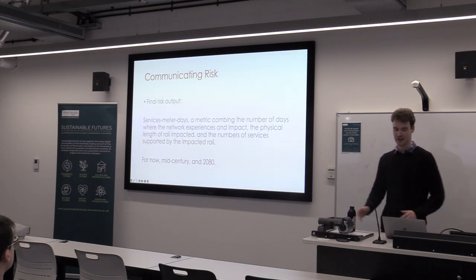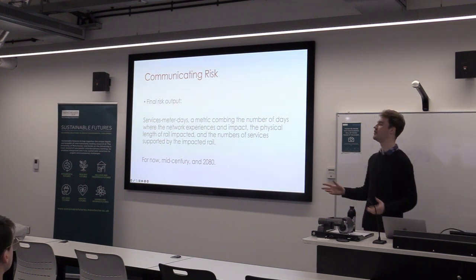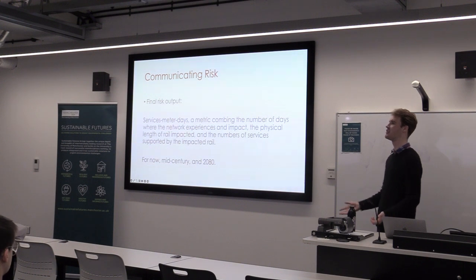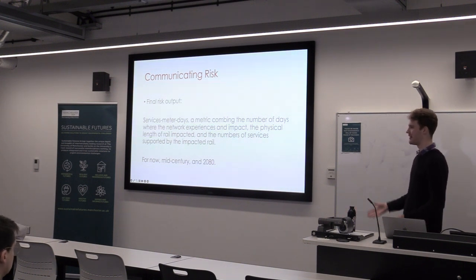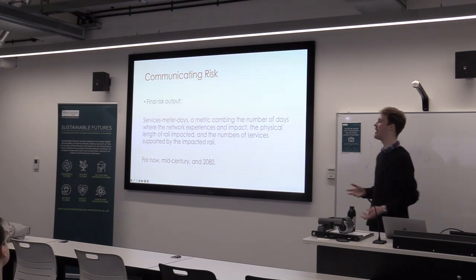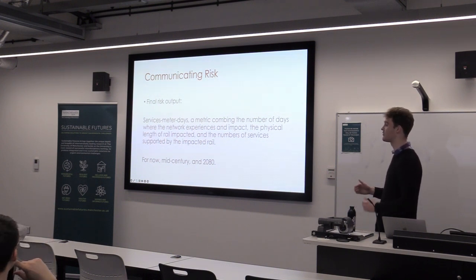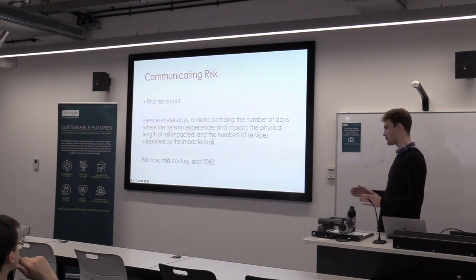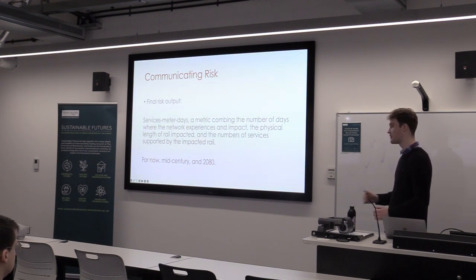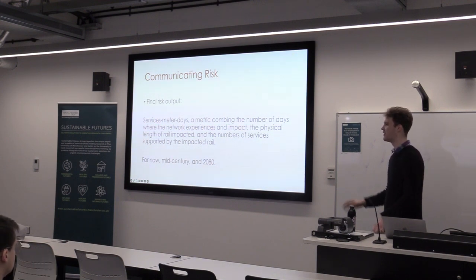And finally, that's all rather good, but how do I communicate it in a way that might actually make sense to a policymaker and have some kind of impact? The way I've gone about this is calculating the number of days in the year in which this threshold is broken, the length of track on those days which sees that threshold broken, and the number of services supported by that piece of track.